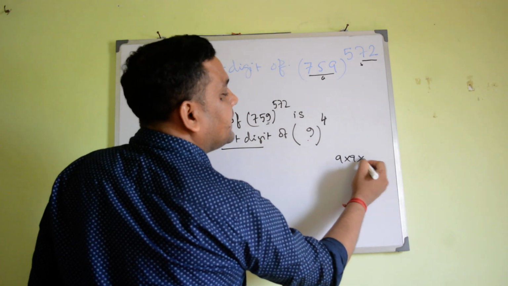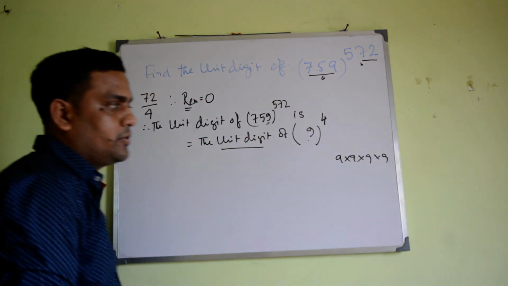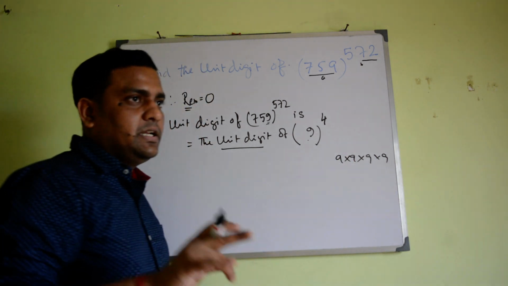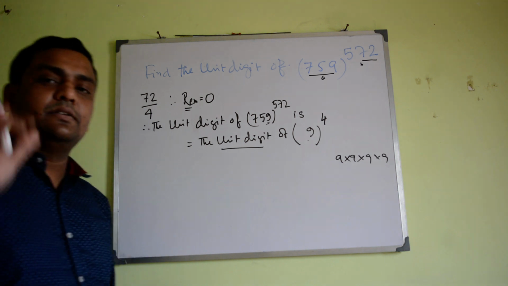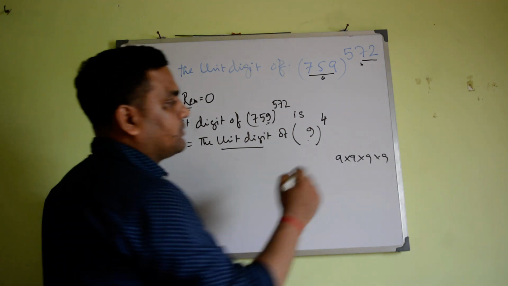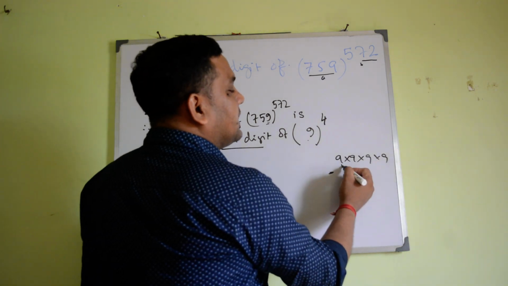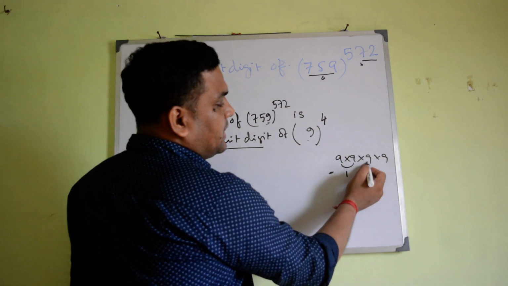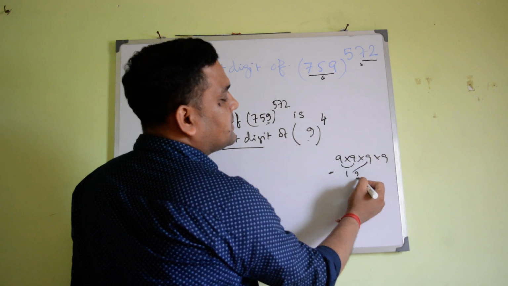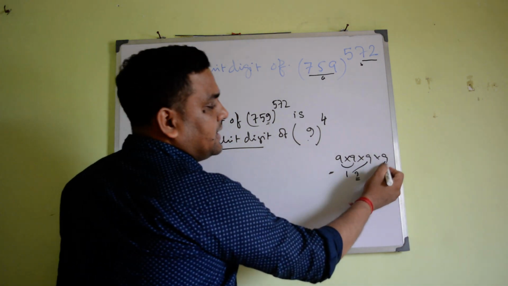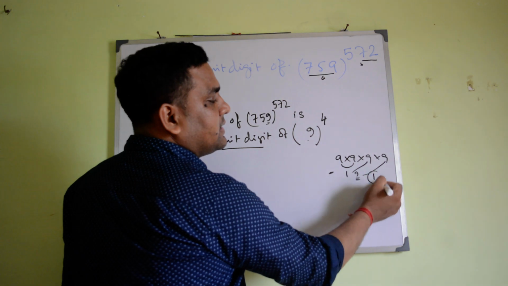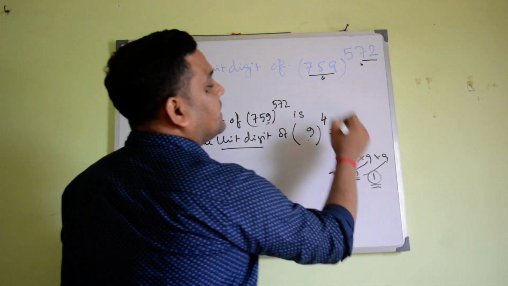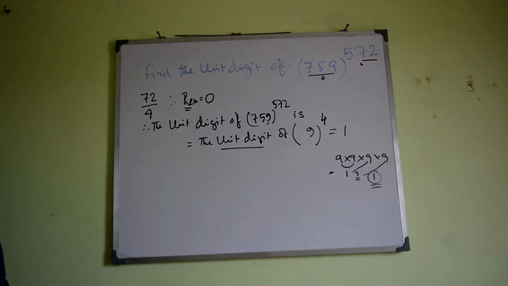It's very simple. 9 into 9 into 9 into 9. You don't need to calculate 9 into 9 is 81, then 81 into 9 is 729. In that way you don't need to calculate. You just take the last digit. 9 into 9 is 81, so the last digit is 1. Then 1 multiplied by 9, the last digit is again 9. 9 multiplied by 9 is 81, so 1. So the answer is equal to 1.